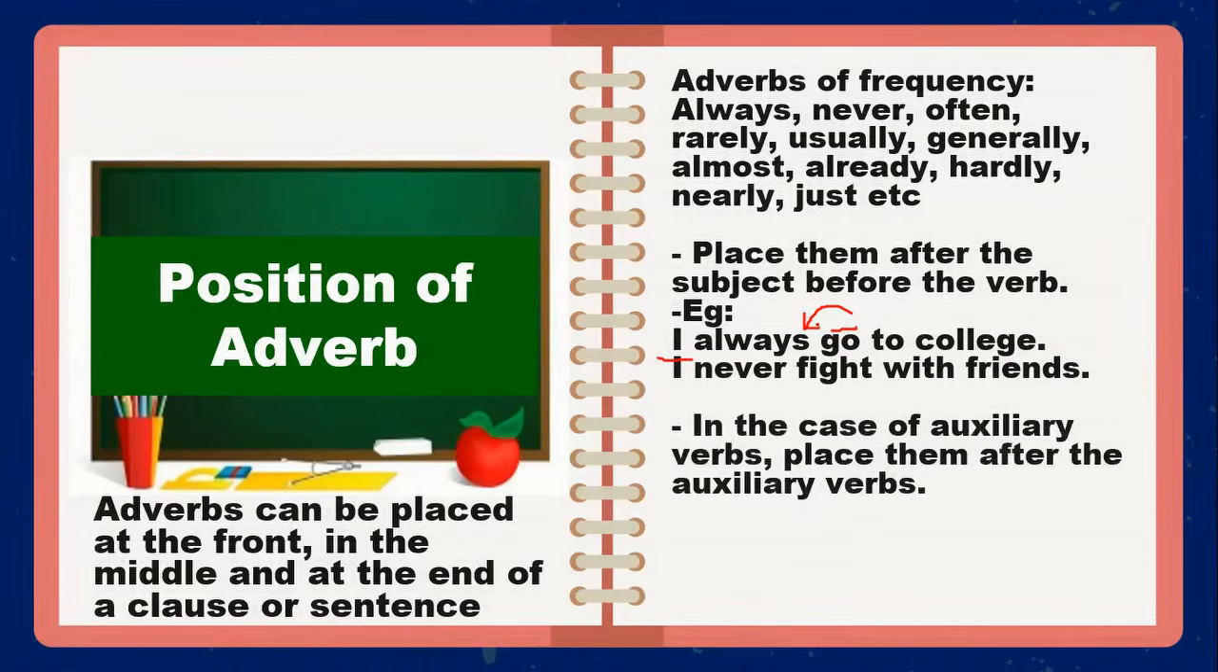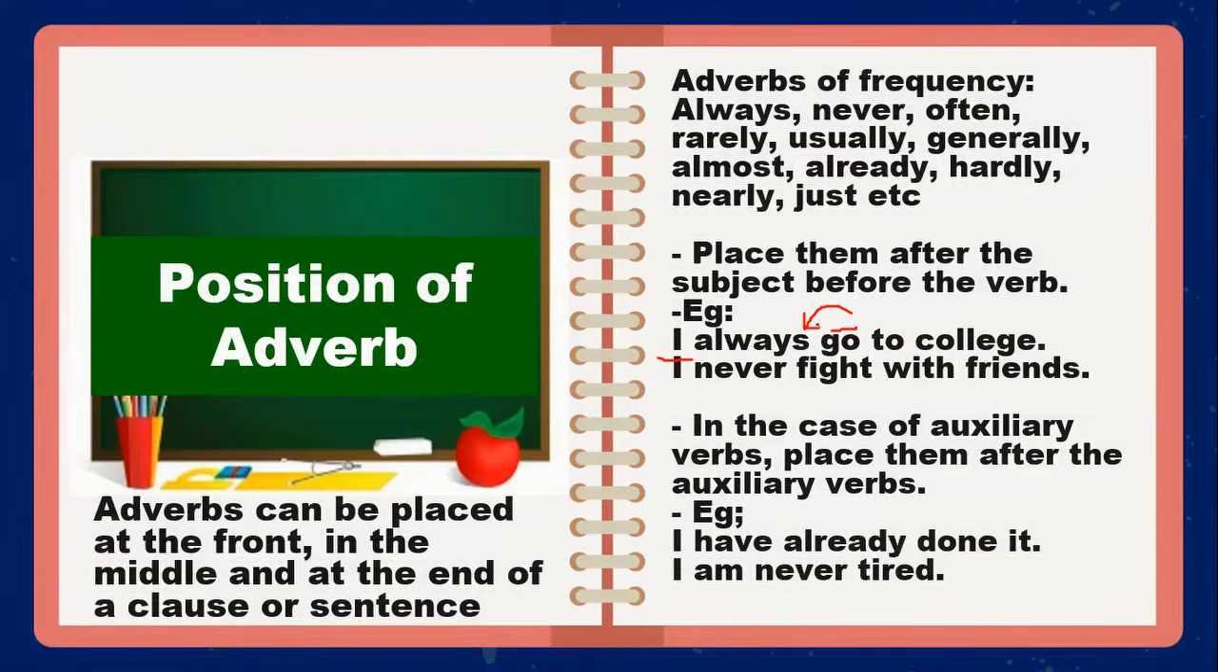तर कहिलेकाहीँ auxiliary आयो भने, in the case of auxiliary verbs, you have to place them after the auxiliary verb. Okay? For example, she is always singing हुन्छ, she always is singing हुँदैन, is पछि राख्ने, auxiliary पछि. I have already done it, I am never tired. So here you can see after have auxiliary पछि already राखिएको छ, am पनि auxiliary आएको कारण यो never लाई auxiliary पछि राखिएको छ. Okay, that's fine.